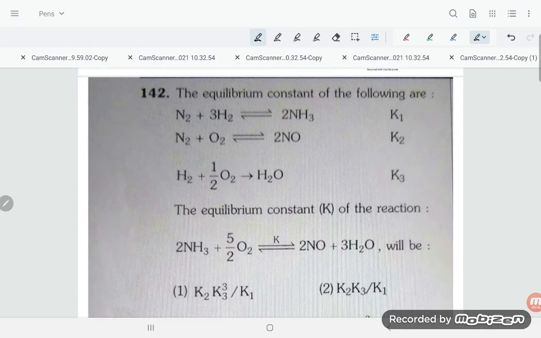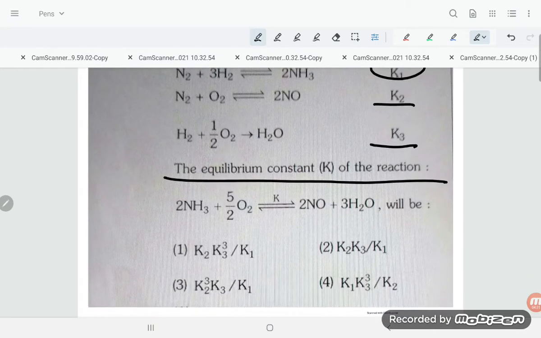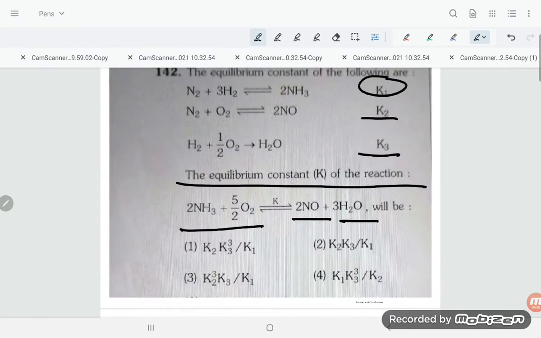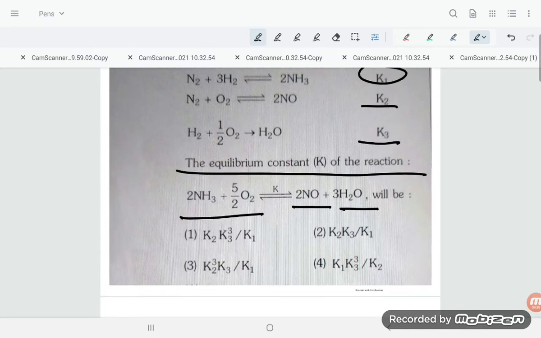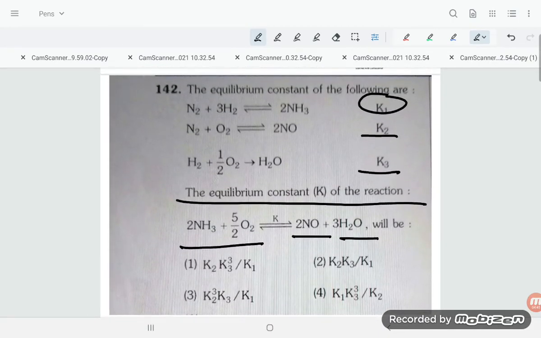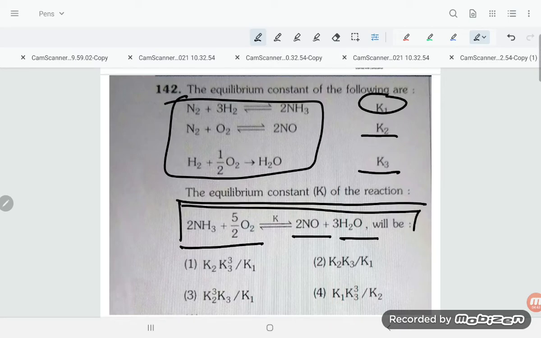The equilibrium constant of the following reactions they are asking: N2 plus 3H2 gives K1, N2 plus O2 gives K2, H2 plus half O2 gives H2O, K3. The equilibrium constant for the reaction NH3 plus 5/2 O2 gives NO plus 3H2O will be? So how can you solve this? Equation 2 plus 3 into equation 3 minus equation 1. How will you get this equation from the above three equations? Use these three equations and frame this equation.